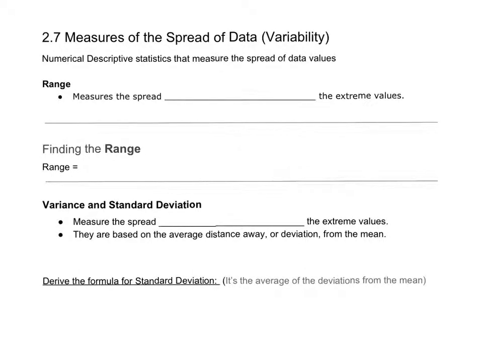Let's look at measures of the spread of data or variability in section 2.7. We're still talking about numerical descriptive statistics. These ones measure how spread out data values are from each other.